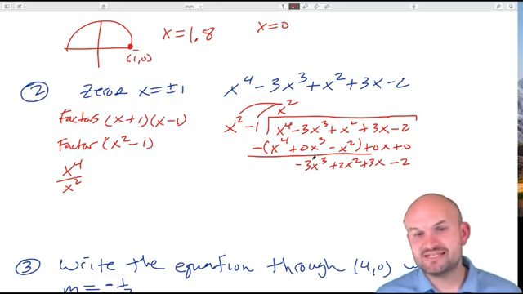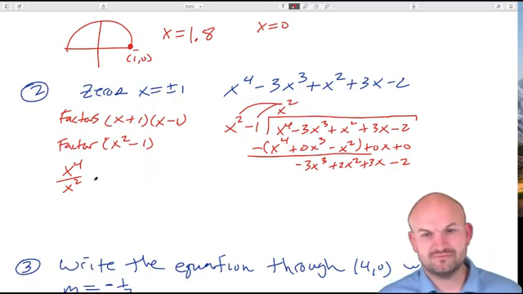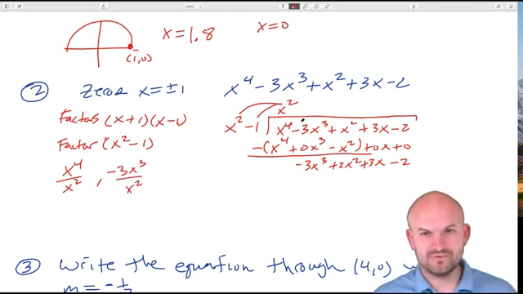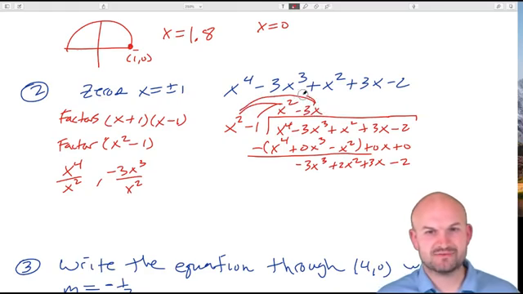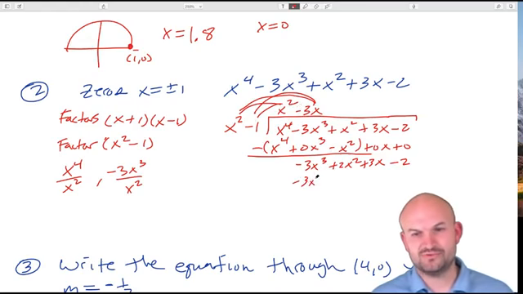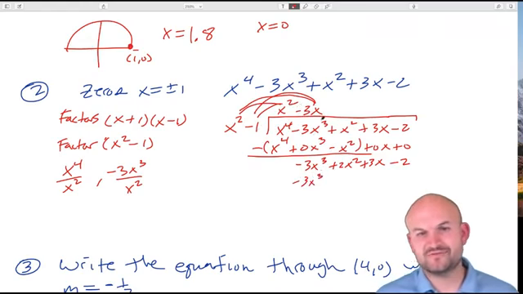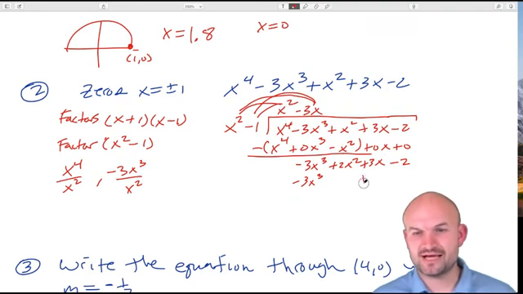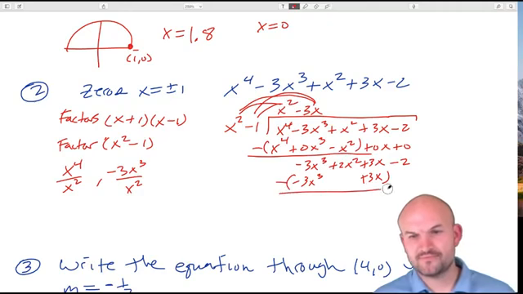So now x squared divides into a negative 3x cubed. Again, write this to the side. Negative 3x cubed divided by x squared. Well, that's going to be a negative 3x. And now I'm going to multiply that times both of those terms. So negative 3x times x squared is a negative 3x cubed, which is the same. And negative 3x times negative 1 is going to be a positive 3x. So again, I'm going to write those down, group and subtract.